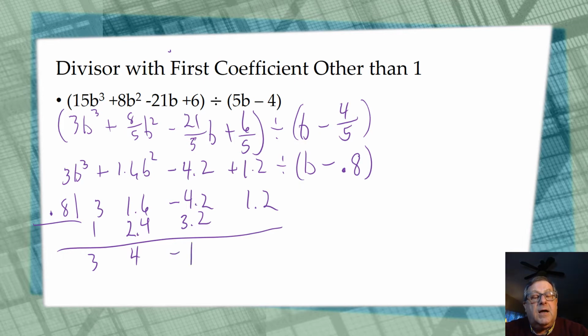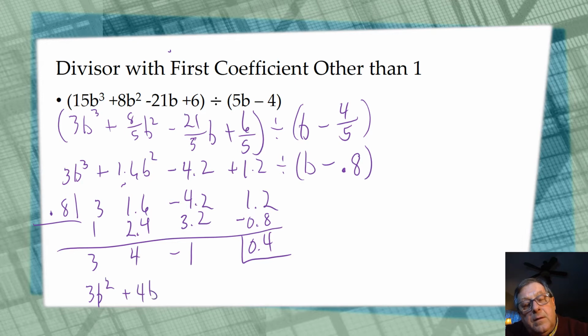And 8/10 times negative 1 is negative 0.8. And in the remainder box, I got 1.2 minus 0.8, and that is 0.4 or 4/10. Well, we'll start writing our depressed polynomial. So I started with a cubed, so I'm going to have 3b squared plus 4b minus 1. And then I've got 4/10, which could be reduced to 2/5.